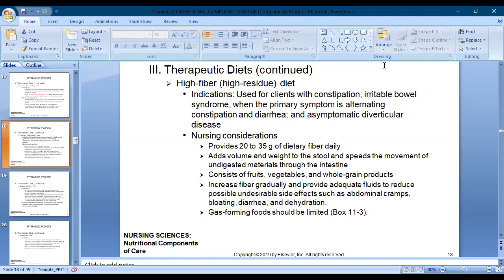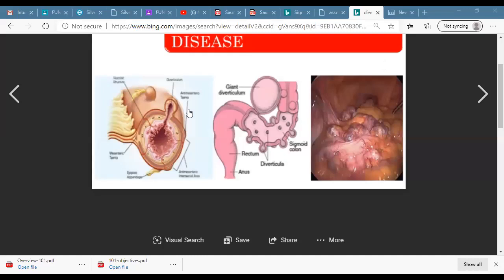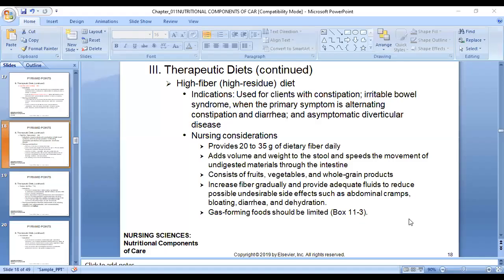I can show you. In case of diverticulitis, if you give them a low fiber diet, the food goes into the sac, the diverticula here. The food goes there and does not come back into the mainstream and causes obstruction. But if the patient has diverticulosis like this and we give them high fiber food, the food has less chance to go inside and get stuck and cause complications. So this is diverticular disease. So again, if any patient has diverticular disease, we should give them high fiber food.